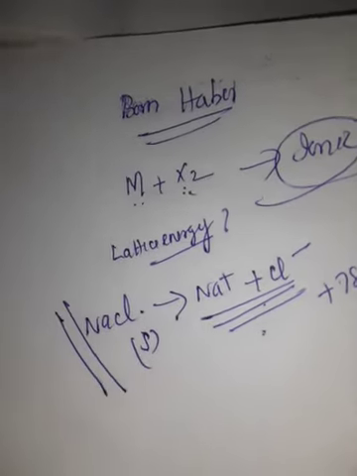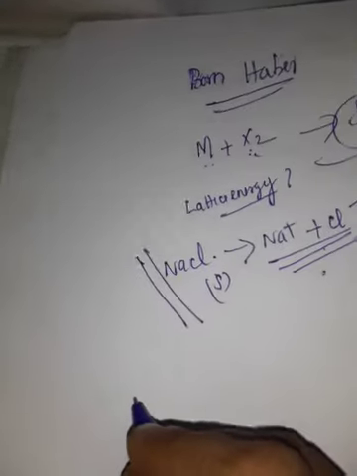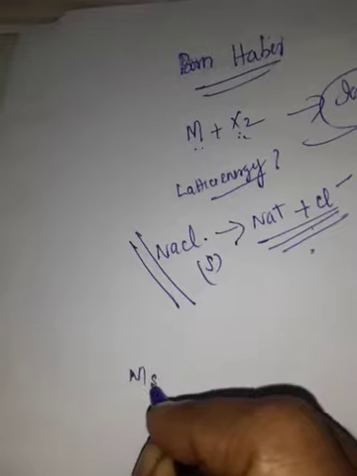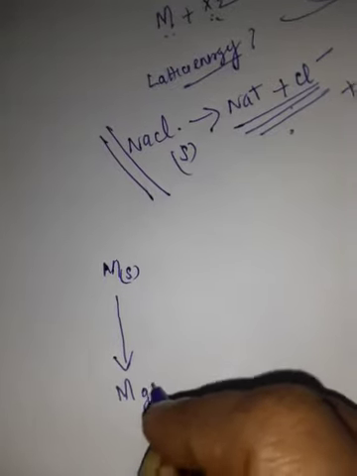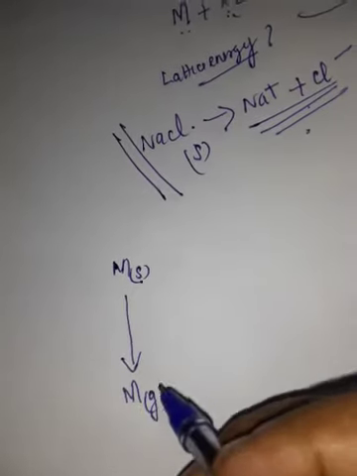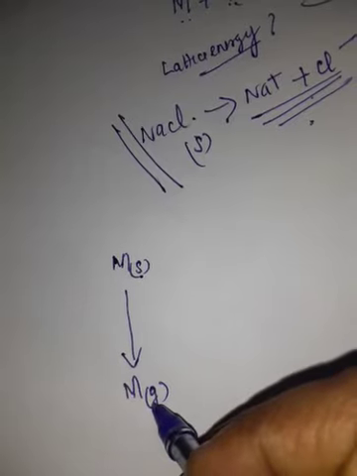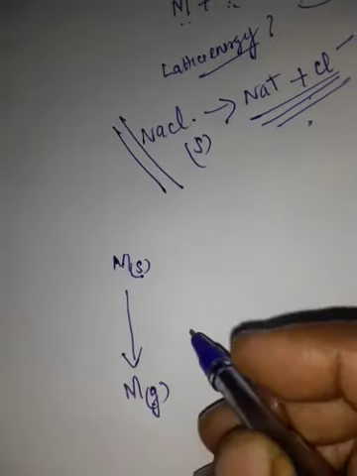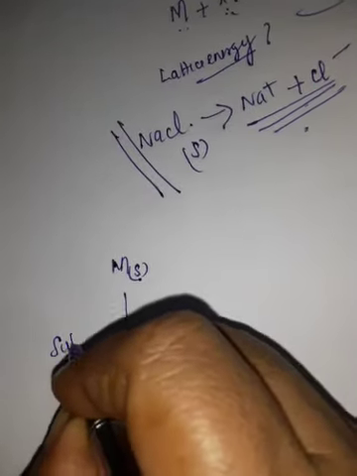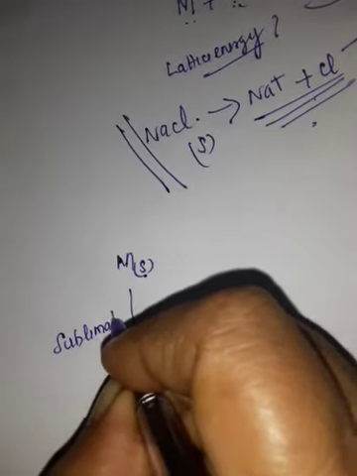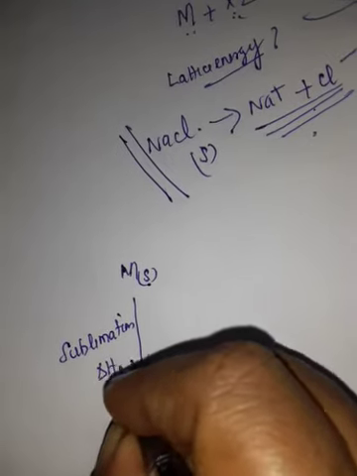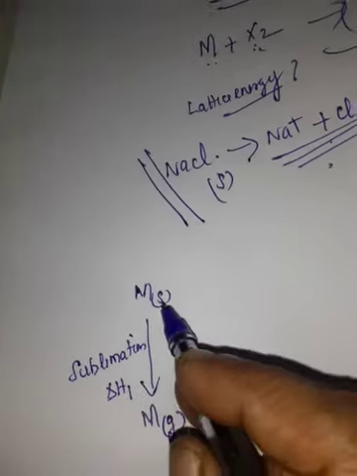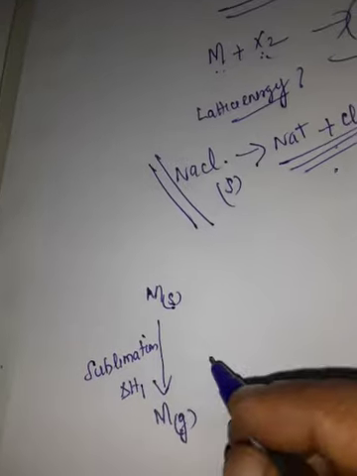We'll consider an example. Consider a metal which is in solid state. It is first converted to metal in gaseous state. When a solid directly converts into gas or vapor, that process is called sublimation. Already you have learned this in lower classes. This is considered as delta H1: sublimation, solid to gas.